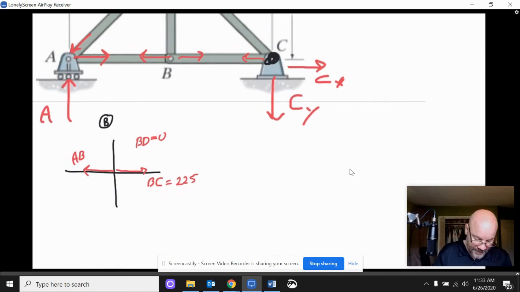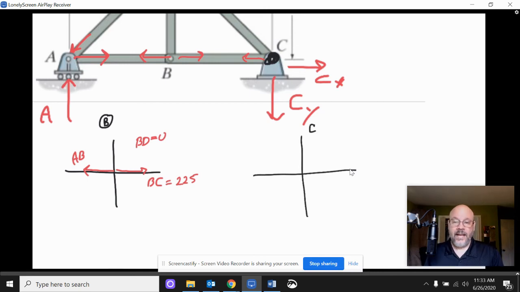So what we do again is at joint C, we're going to make a free body diagram. And then we're going to put in what we know. And what we know is we've got CY down. We know CX is this way. And we know that BC is this way. Now, BC happens to be 225.